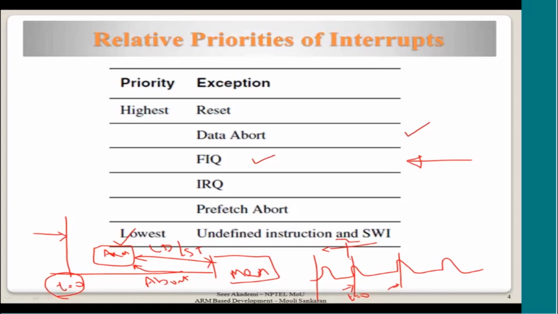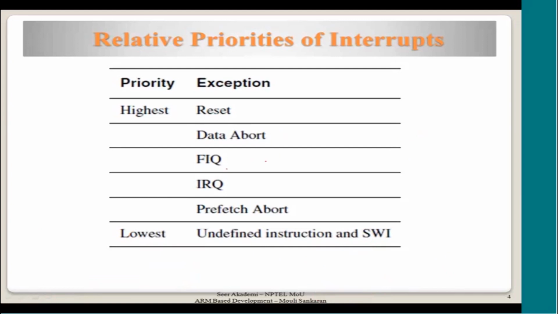So why is abort given more priority than FIQ? Any thoughts on this? Think it over. I'll tell you the reason. See, when an abort happens, what gets notified? The exact instruction which is executing. Some instruction is getting executed, which could be an LDM, LDR, STR, whatever. That instruction is causing an abort. It is being executed, and the PC is pointing at +8.